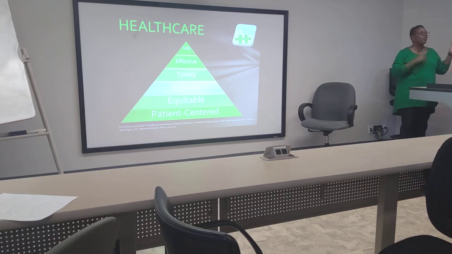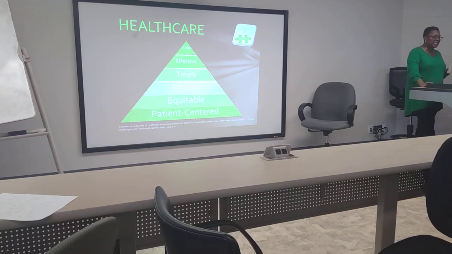We also want healthcare to be equitable. So we want to provide care that does not vary in quality because of personal characteristics, such as gender, ethnicity, geographic location, and socioeconomic status. And lastly, we want it to be patient-centered. The patient is our most important person when it comes to quality.